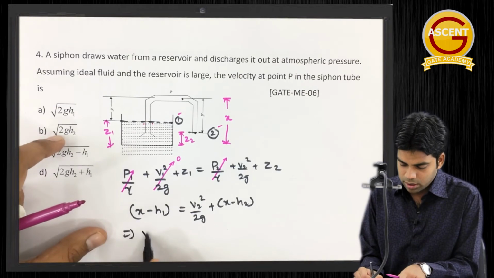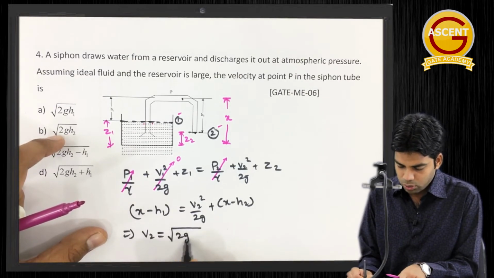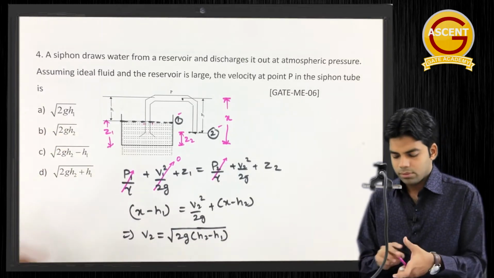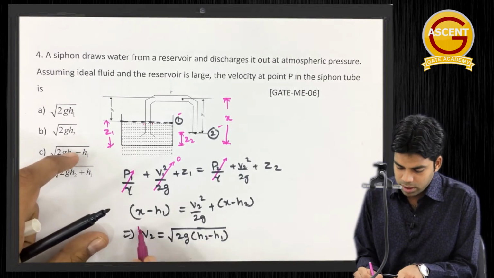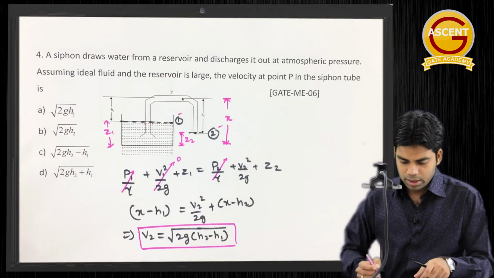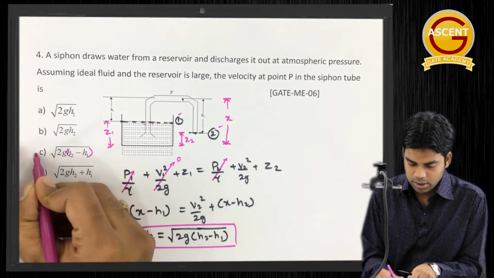From here, this X will get cancelled out, and V2 will be equal to under root of 2g (H2 minus H1). This is the final velocity. V2 is under root of 2g (H2 minus H1). So answer should be this one, C.